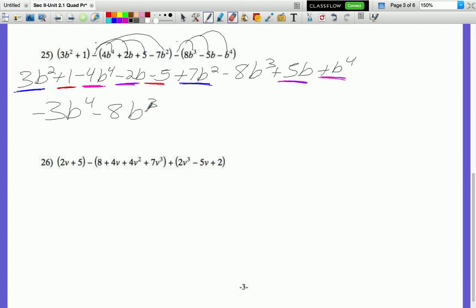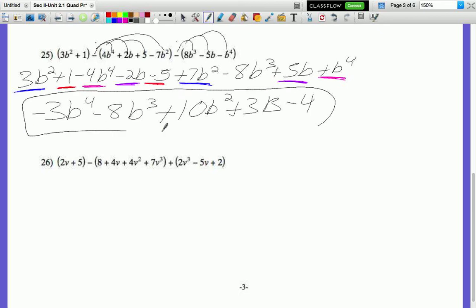Next is 3b squared plus 7b squared, which is 10b squared. And then we have the lone b's, -2b plus 5b is a positive 3b. And then we have the constants, +1 minus 5 is -4.